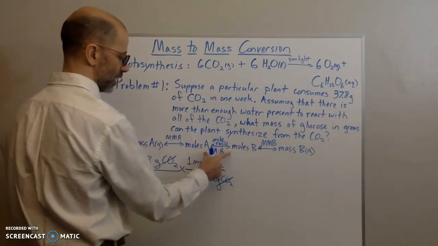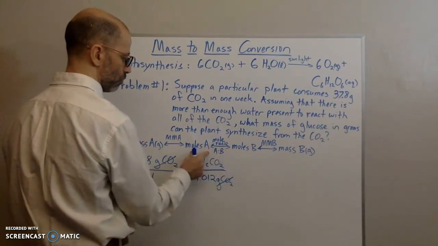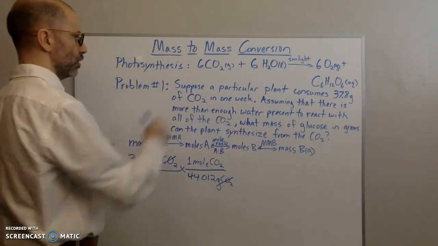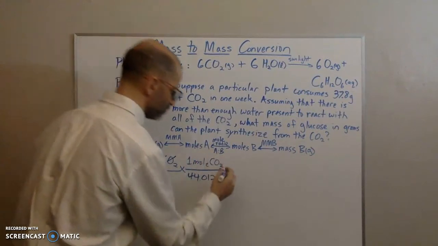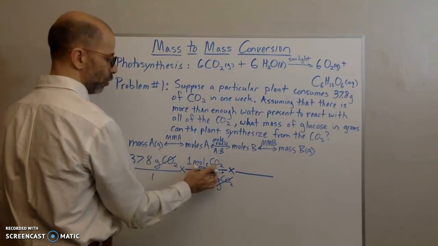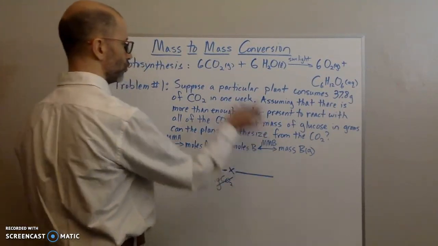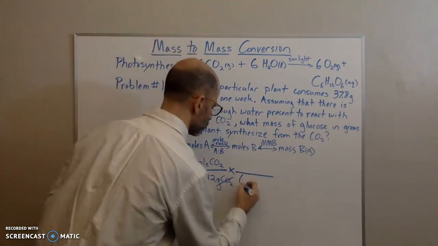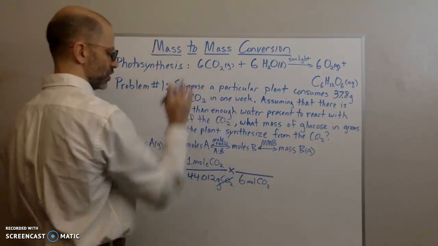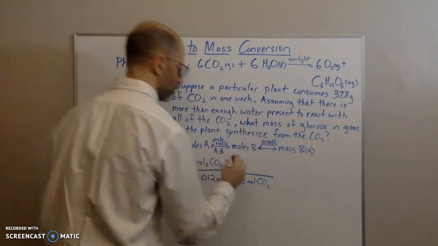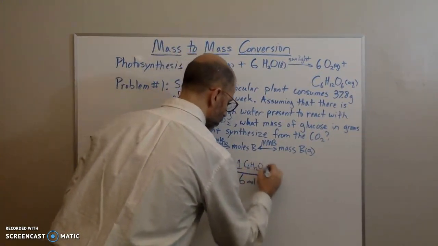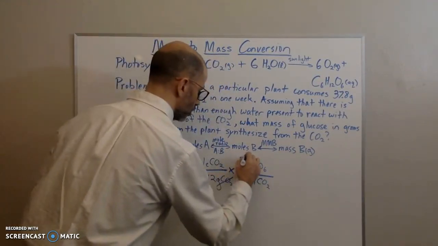And now we need the second step, which is the mole ratio to go from moles of A to moles of B. So we need to go from carbon dioxide to glucose. So the mole ratio is 6 to 1. So I need another conversion factor. Since I have moles of carbon dioxide on top, I'm going to put moles of carbon dioxide on the bottom. And that's going to be 6 moles of carbon dioxide because the coefficient is 6. And then 1 mole of glucose, C6H12O6.